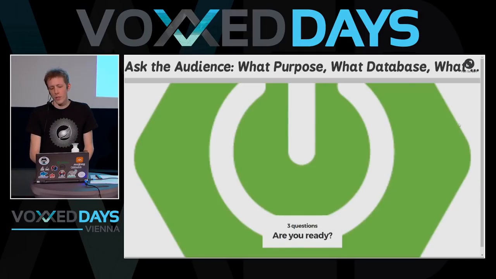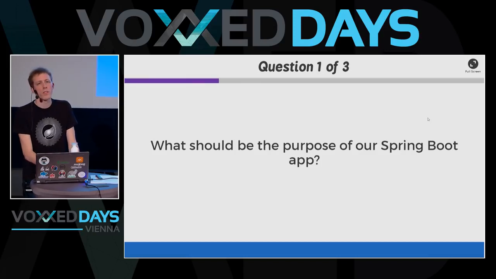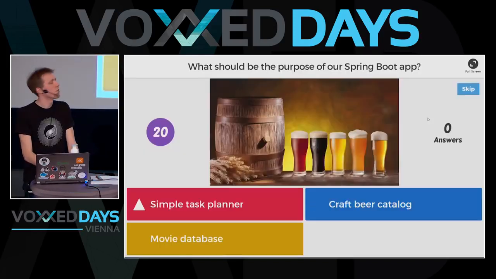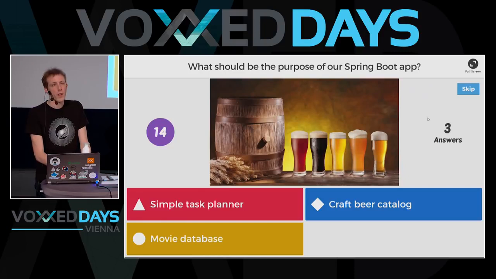So there will be 3 questions. First question will be, what's the purpose of our application? So what do we want to build, actually? Because it needs to have a purpose, right? Everything really should have a purpose. So should we build a simple task planner? Should we build a craft beer catalog to keep track of everything that we've tasted so far? Or should we build a movie database to keep track of everything we have watched so far? It's up to you guys.